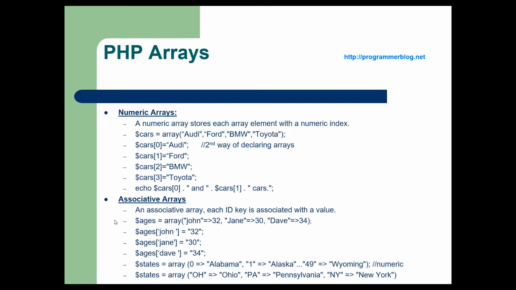The associative array has an ID key that is associated with a value. In numeric arrays, the default index starts from 0, but in associative arrays, custom keys can be defined. In this ages array, we have keys that map to the values. So the key John maps to the value 32, Jane to 30, and Dave to 34. To access the values inside an associative array, instead of using the indexes 0, 1, 2, we can use the named keys that we have defined inside the definition of the array.